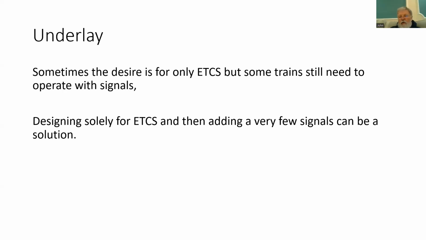Sometimes what we are trying to do is to move to an ETCS only railway, but there will be a few trains that need to continue to operate using line side signals, possibly due to train fitment or driver training. One option is something called Underlay. We first design the system for ETCS only, but then add a very few signals at strategic locations to manage the non-ETCS trains. Those non-ETCS trains may not have a good performance or operational capability, but they can still operate.